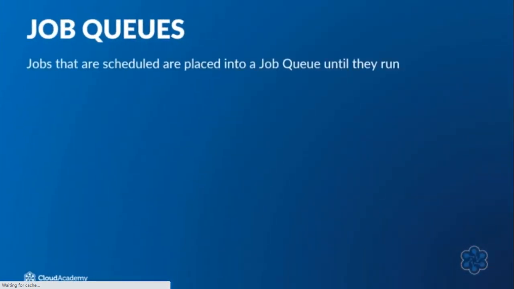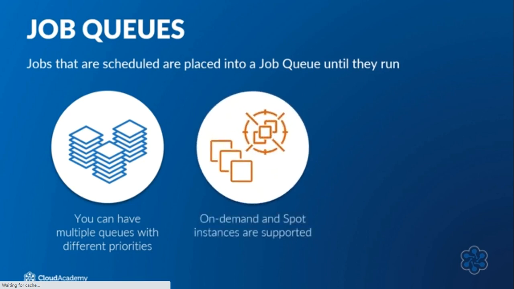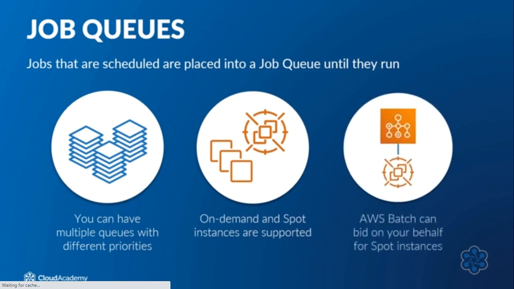Job queues. Jobs that are scheduled are placed into a job queue until they run. It's also possible to have multiple queues with different priorities if needed. One queue could be used for on-demand EC2 instances, and another queue could be used for spot instances. Both on-demand and spot instances are supported by AWS Batch, allowing you to optimize cost, and AWS Batch can even bid on your behalf for those spot instances.